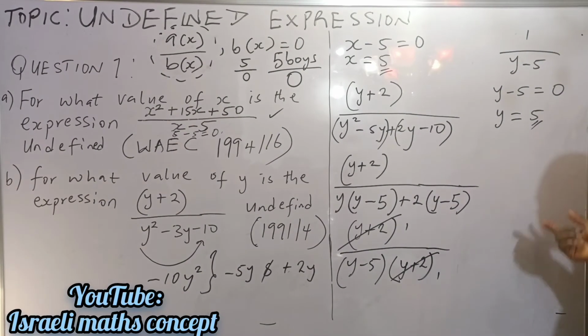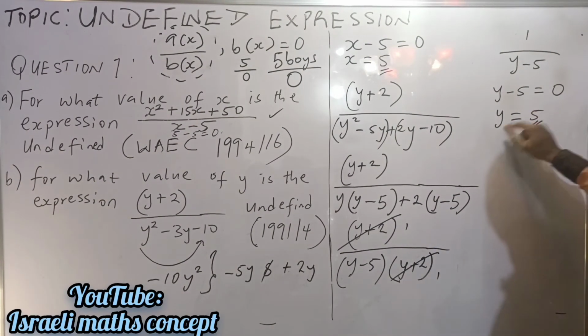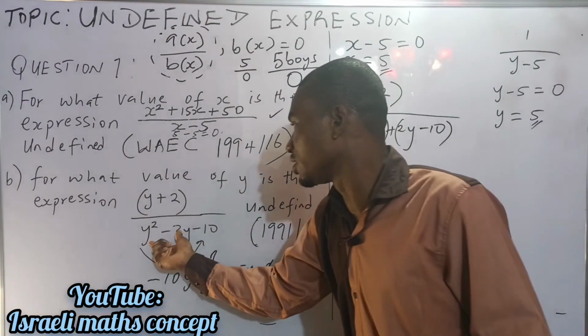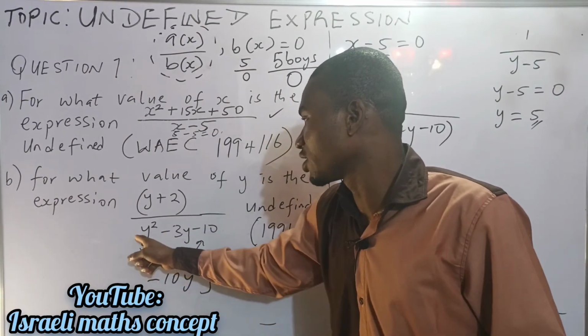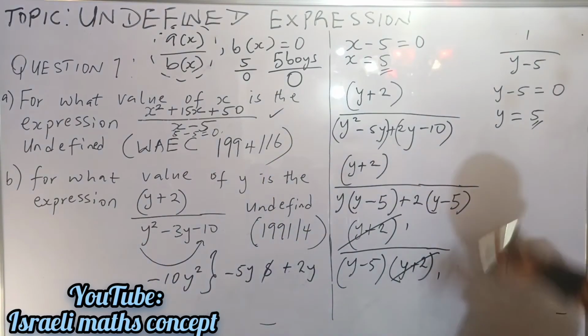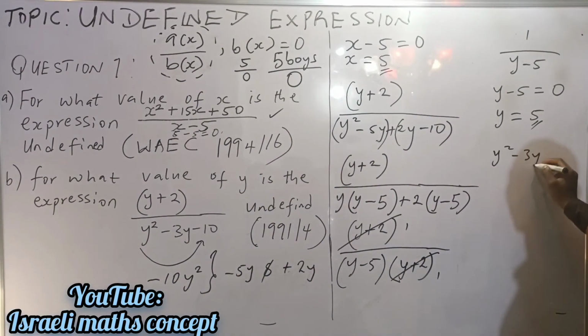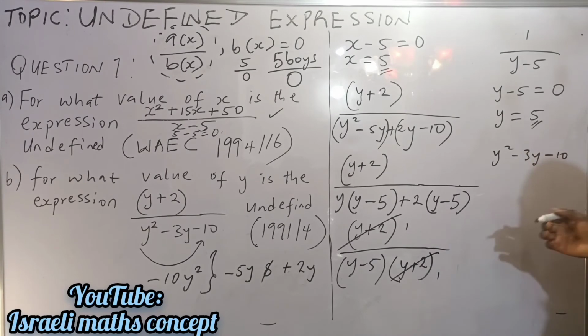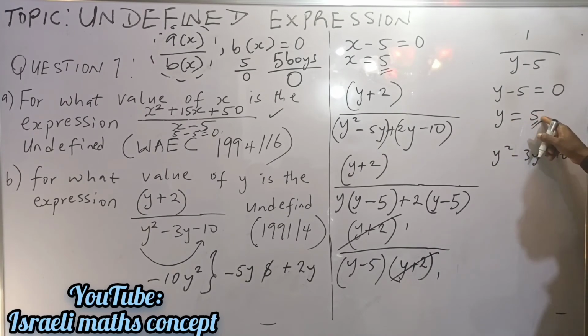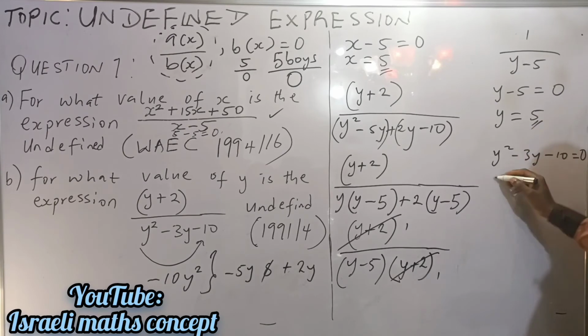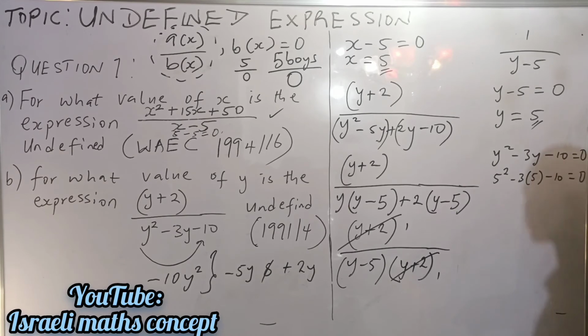If you want to check if it's true, substitute y for 5 in the denominator part of the expression. Remember, the denominator is y squared minus 3y minus 10, such that whenever we see y, we replace it with 5, and you will see at the end of the day it will be equal to 0. Let's check. Y is now 5, so we have 5 raised to the power of 2 minus 3 in bracket 5 minus 10. We are checking whether it is equal to 0.